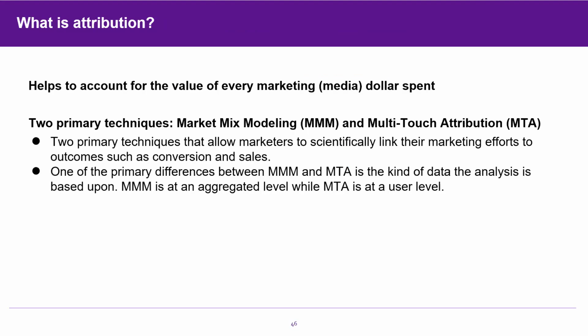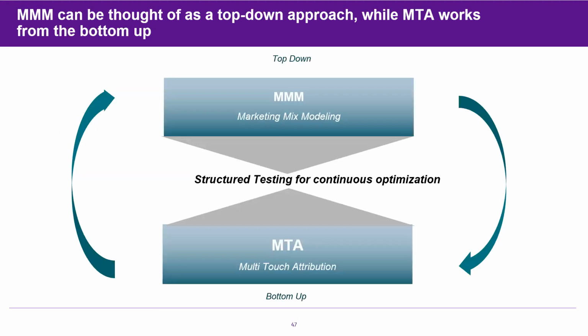So what is attribution? It's helping to account for the value of every marketing or media dollar that is spent. And the two primary techniques are market mix modeling, MMM, and multi-touch attribution, or MTA. And this allows marketers to scientifically link their marketing efforts to outcomes, such as conversions or sales. One of the primary differences between MMM and MTA is the kind of data the analysis is based upon. MMM is at an aggregated level, while MTA is at a disaggregated or user level. MMM can be thought of as a top-down approach, while MTA works from the bottom up.